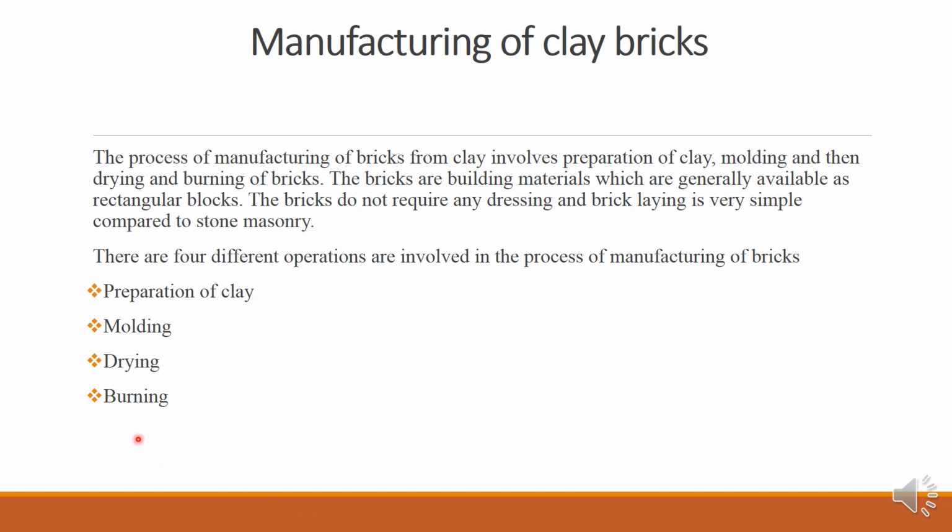The final process is burning. In this process, the dried bricks are burned either in clamps for small scale or kilns for large scale, up to a certain temperature. In this stage, the brick gains hardness and strength, so this is a very important stage of the manufacturing process. The temperature required for burning is about 1100 degrees centigrade.